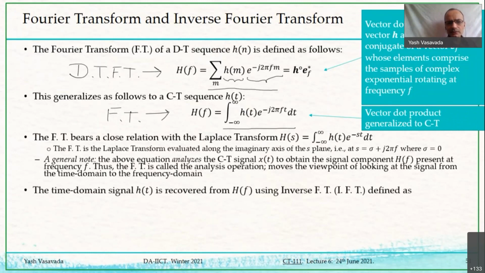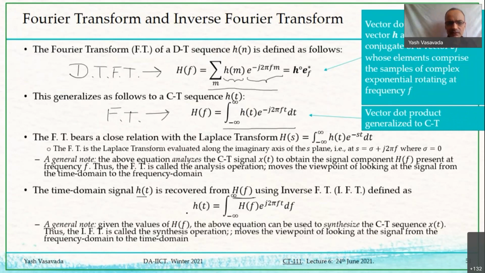Finally, if we are given this H of f, the Fourier transform, we can get the time domain signal by doing the inverse Fourier transform. This inverse Fourier transform can be thought of as a synthesis operation, whereas the Fourier transform can be thought of as an analysis operation. Alternatively, this is the linear superposition view, and this is the inner product view.